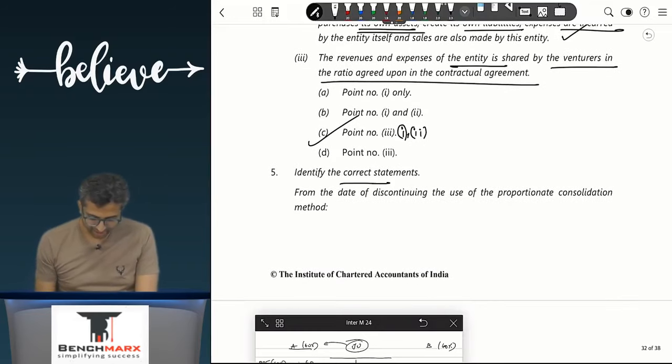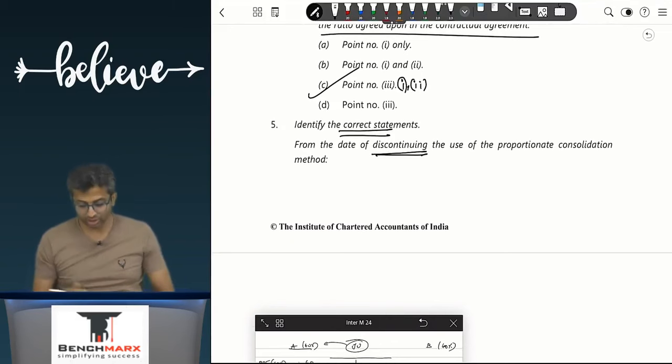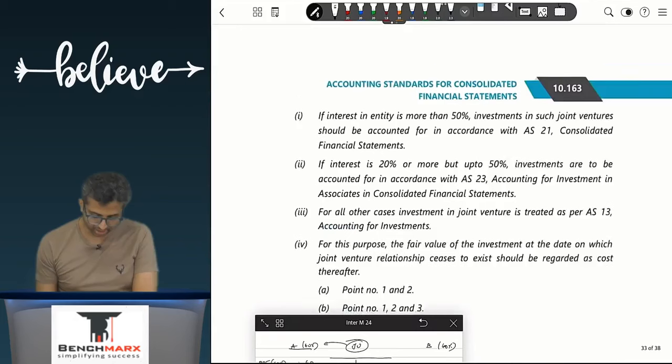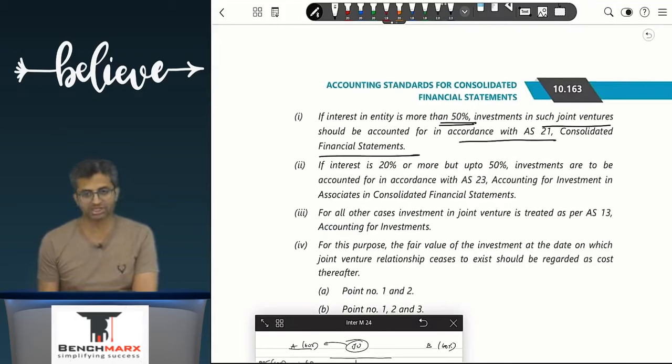Identify the correct statements. We are looking at the correct statements. From the date of discontinuing. We did not really discuss discontinuing. When will you discontinue proportionate consolidation? Usually when you lose joint control. From the date of discontinuing the use of the proportionate consolidation method, if the interest in the entity is more than 50%, such joint venture should be accounted for in accordance with AS 21 CFS.